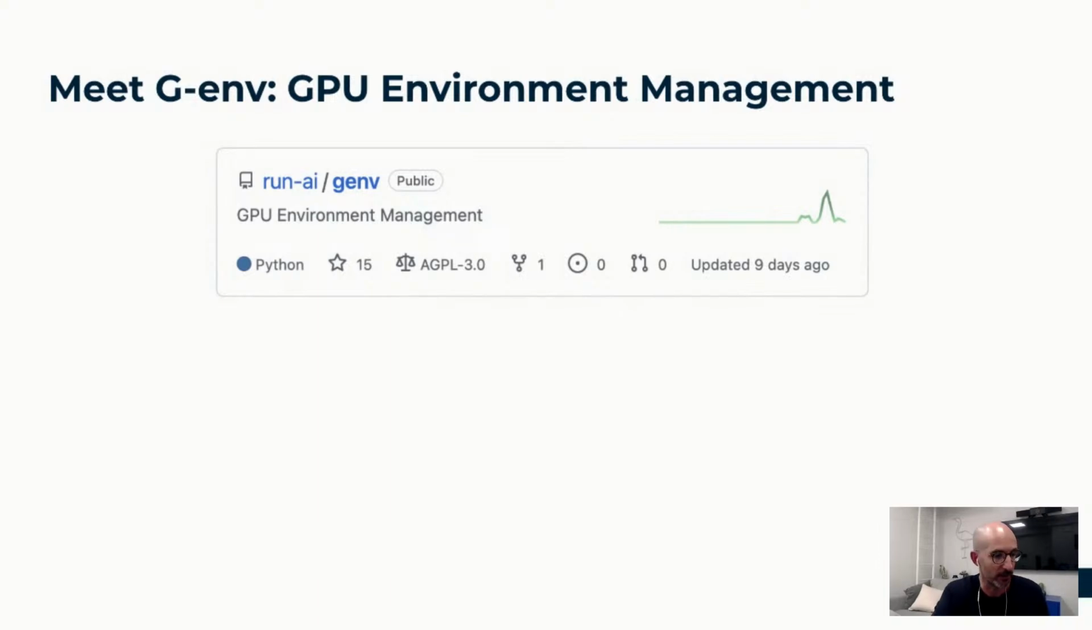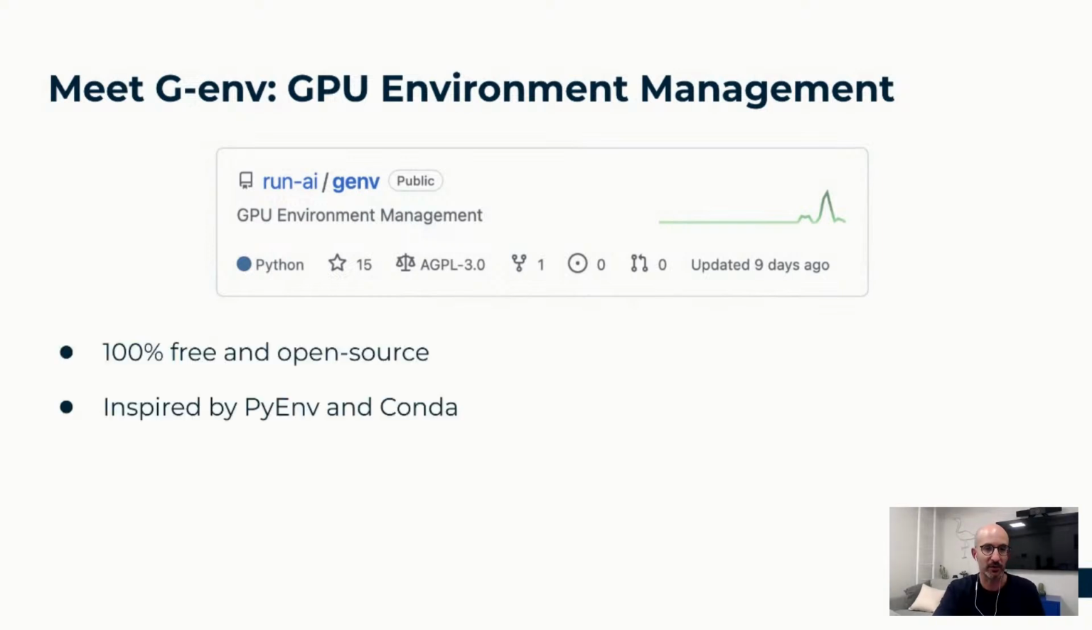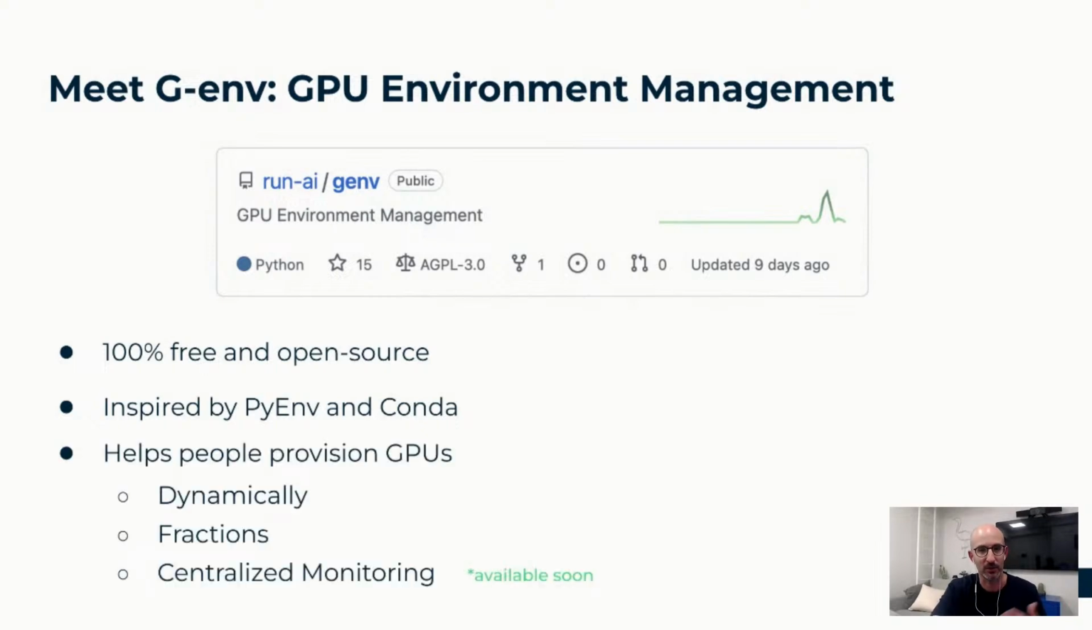people who are just using bare metal resources, we call it GENV. It's a GPU environment management, and it's open source and free, and we're inspired by PyEnv and Conda, right? So we call it GENV. So it's very similar to how you create environments with PyEnv and Conda. So you can create your environments on GPUs, and so you can provision GPUs, bare metal GPUs, right? Like dynamically with fractions of GPUs also.